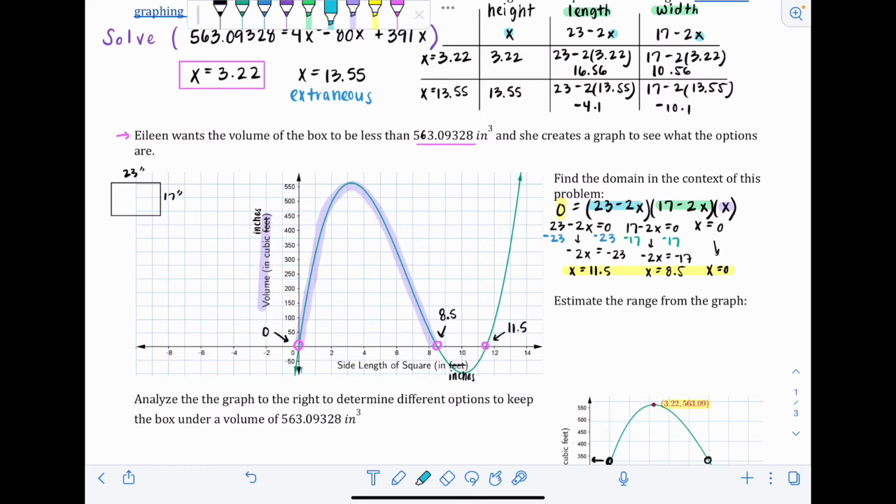So for the domain, it's what x values or input values are giving me a positive volume. So it's between 0 and 8.5. So our domain would be between 0 and 8.5. We'll write it in interval notation, then just remember it's not a point. We're saying the x values, the possible ones for this problem, are between 0 and 8.5.